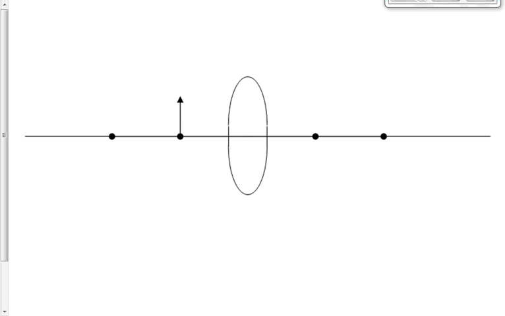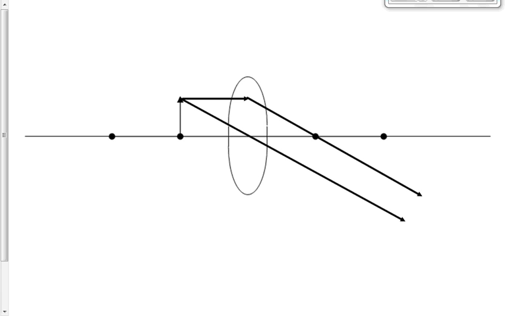First ray, parallel to the principal axis, goes down through the focal point. Second ray goes down through the optical center. Where do they converge? Well, they don't on the right-hand side. Let's extend them back. Where do they converge over here? They don't. What are the characteristics? No image.